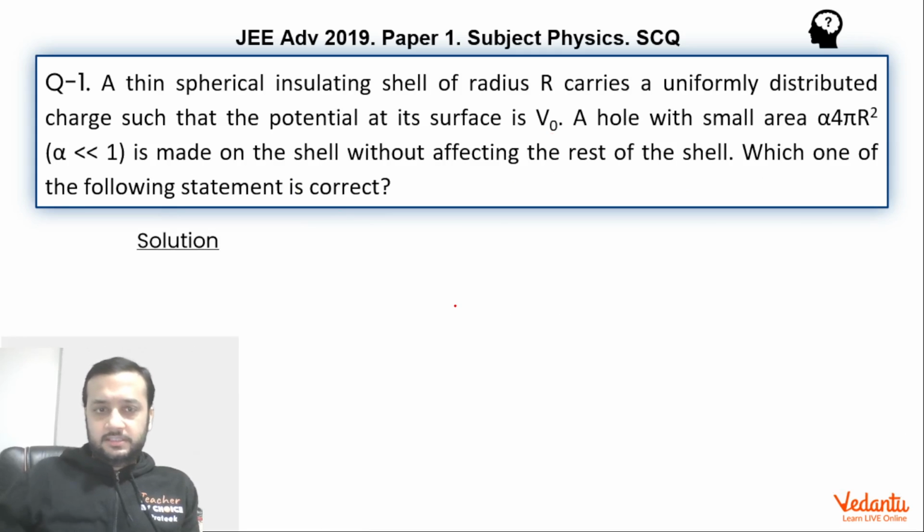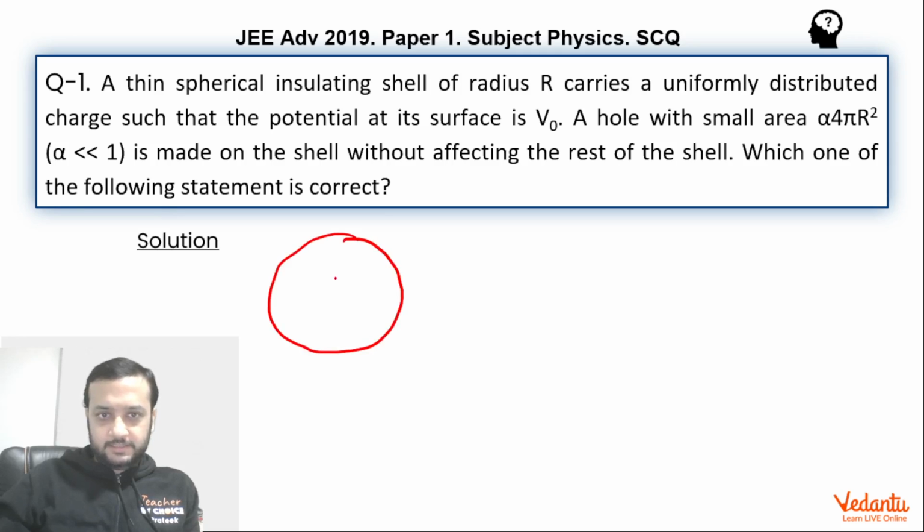So if we see the situation, initially the situation was like this, and the charge was, let us say, uniformly distributed on this, the radius was r, we can assume. So according to the given condition, V naught will be equal to kq by r, right? Now we are removing a small part, let's say from here. So basically a very small part of the charge will be gone, right? The area that has been removed.